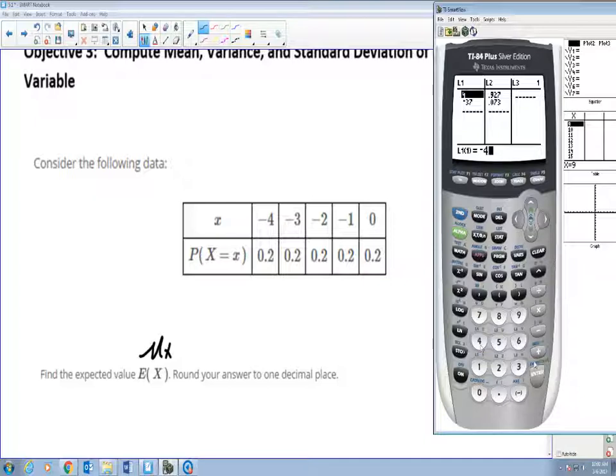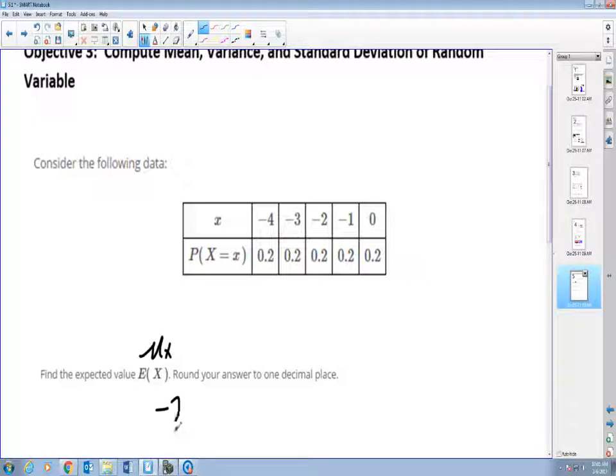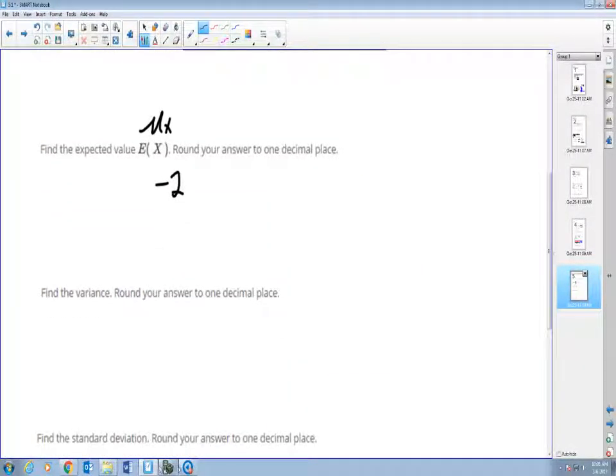So -4, -3, -2, -1, and 0. My probability of each one is the same, 0.2. You can probably guess what the answer is. Stat, calc, number 1, second L1, comma, second L2. So my expected value is -2. Of course, it's all the same probability.